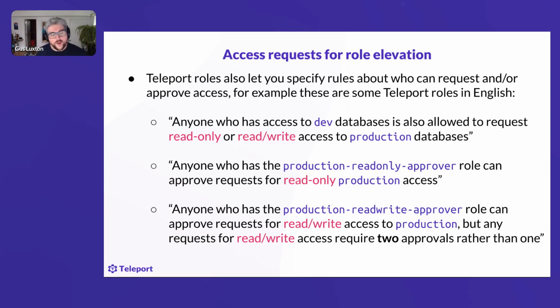Or anyone who has this production read-only approver role can approve requests for read-only production access. Sounds logical enough. Anyone who has the production read-write approver role can approve requests for read-write access to production, but any requests for this require 2 approvals rather than 1. So there's a whole number of different ways that you can build these things up.